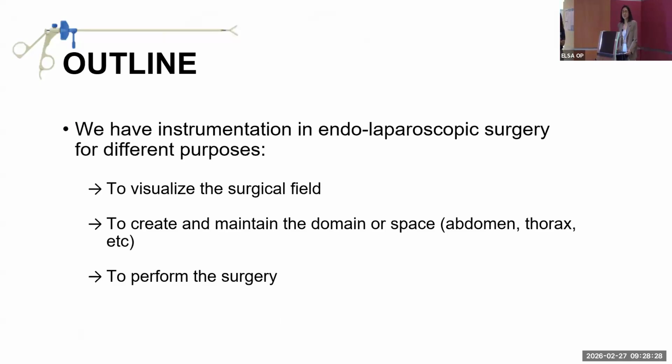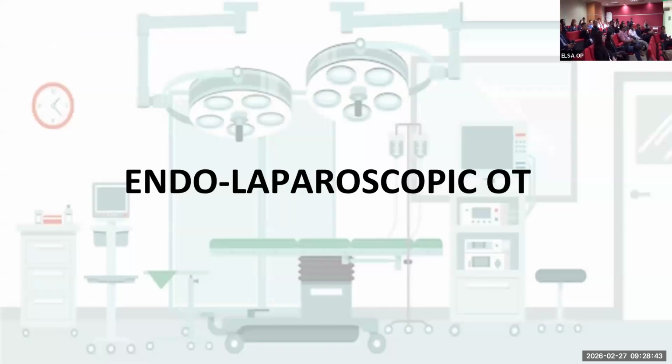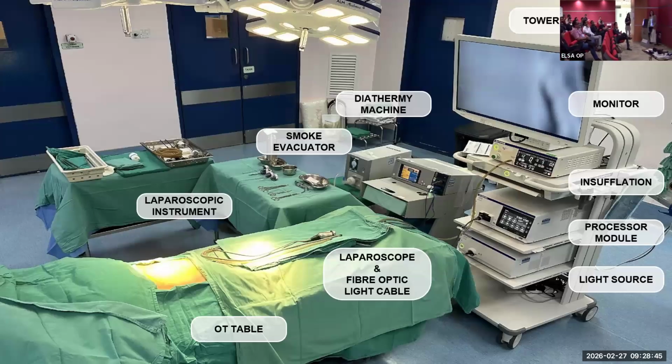Okay, so our instruments have different purposes. The first instruments that I'll be introducing, or reintroducing to all of you, are the instruments that will visualize the surgical field. So here's an example of an endolaparoscopic OT setup. So we have our tower, the diathermy machine, smoke evacuator, of course the bed with our patients, the laparoscopic instruments, and I'll be going one by one.